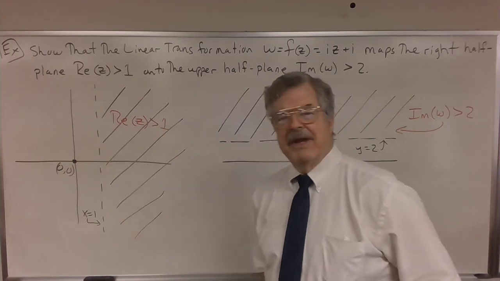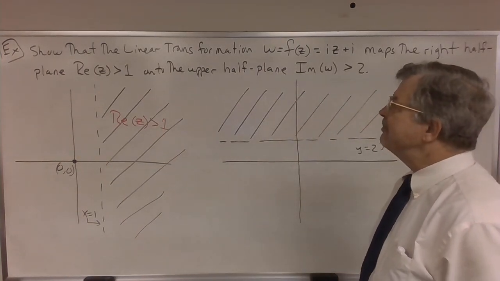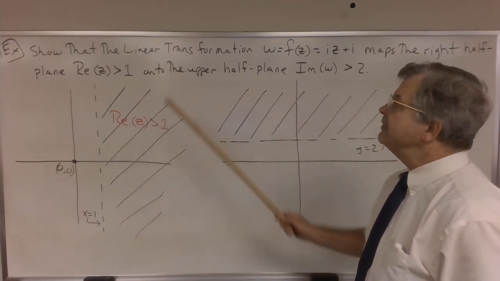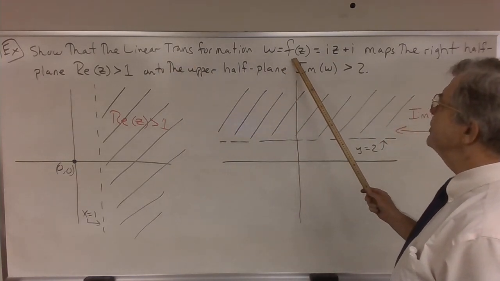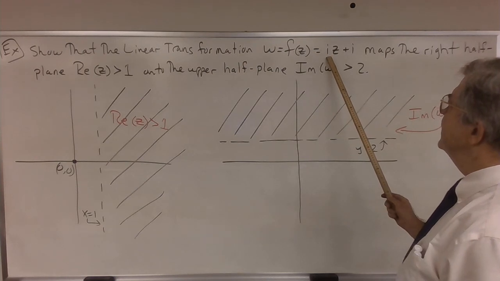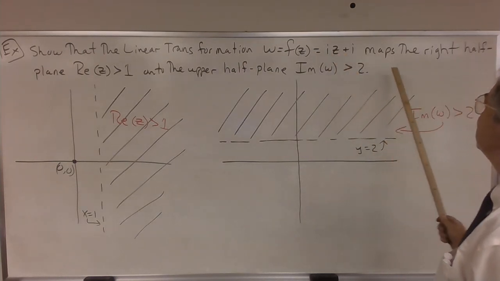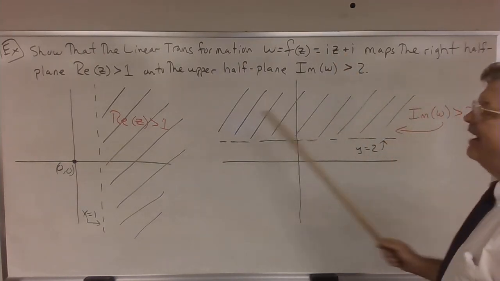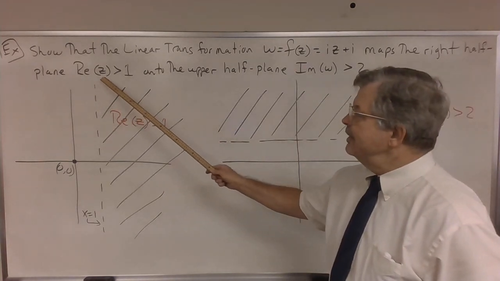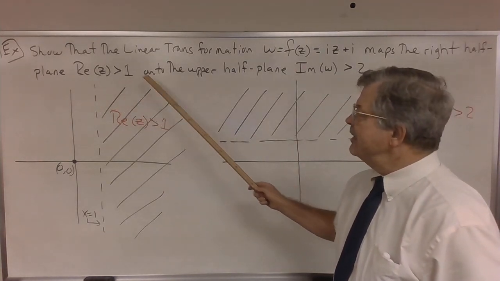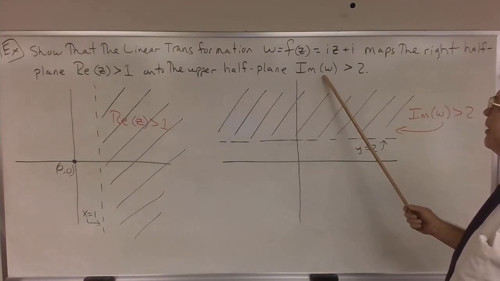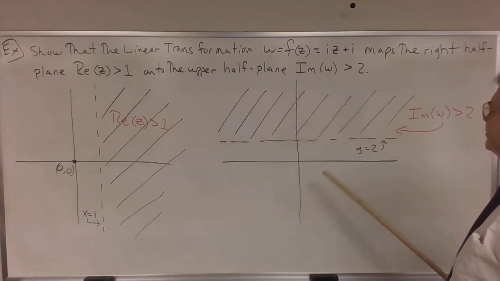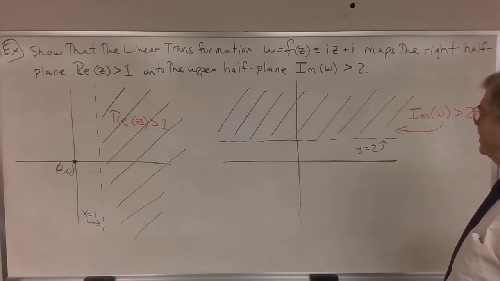Okay, it's about time we got to some examples or exercises. Show that the linear transformation w equals f of z equals iz plus i maps the right half plane, real part of z greater than 1, onto the upper half plane, imaginary part of w greater than 2.